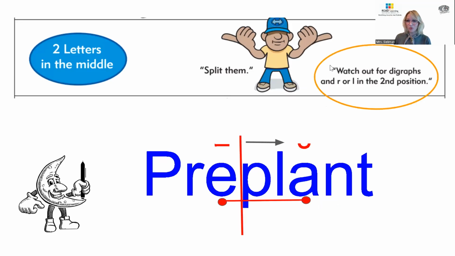There's another part to this rule, which tells us to watch out for digraphs and R's or L's in the second position. We're going to use the word preplant to discover this part of the rule. Notice that L comes after P. So when we look at our two consonants, P and L, the L is going to pull the letter P to the end of the word, leaving E in pre long. So we have the word pre-plant.